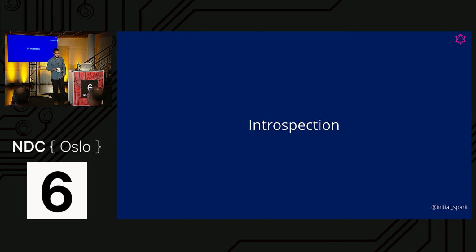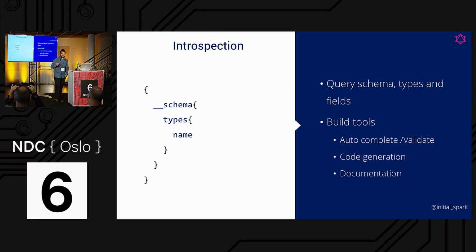So, introspection. Now this is probably one of my favorite things about GraphQL. What GraphQL means by introspection is it's kind of like reflection for your API. With GraphQL, you can actually query the schema, the types, and the fields, and you can see what operations you can do on this GraphQL endpoint without having to do anything other than query the actual schema.